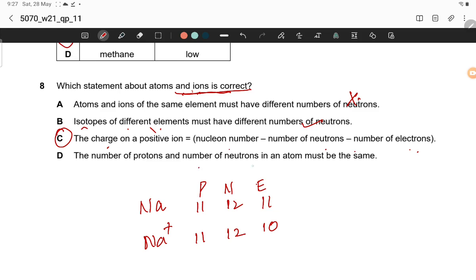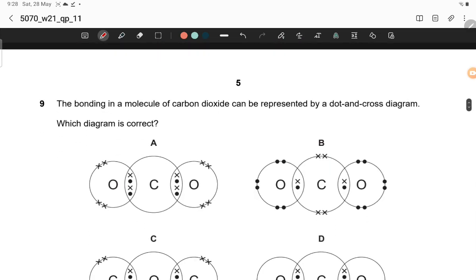The number of protons and number of neutrons in an atom must be the same. This is in the context of an atom. Proton and neutron numbers are not always the same. So this is incorrect.